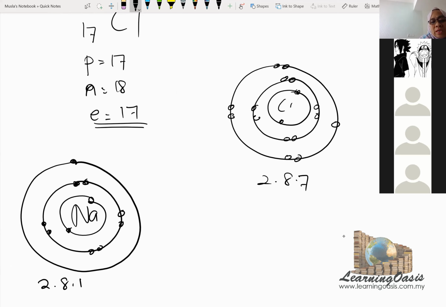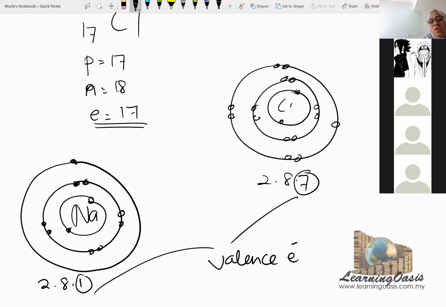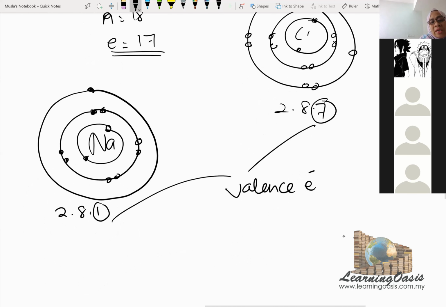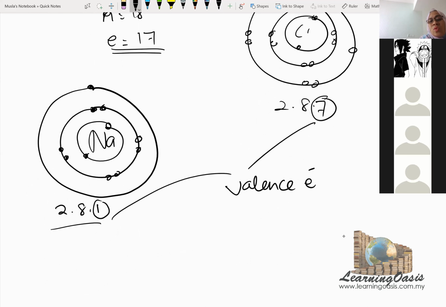Now, what do you call this? Valence electron. The outermost shell electrons are called valence electrons. So now when you see sodium is 2, 8, 1, that means it has 3 orbitals and 1 valence electron. From here, you can look at your periodic table and you know sodium is in group 1, period 3. How do you know? Because it has 3 orbitals and 1 valence electron.